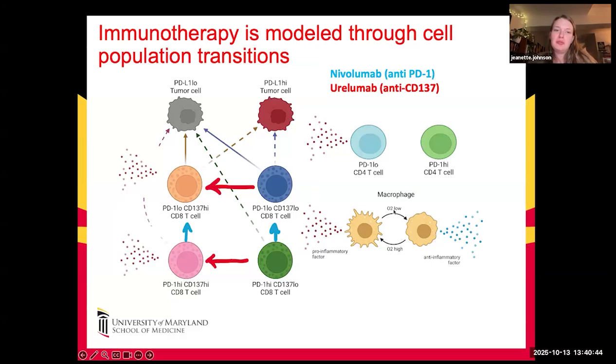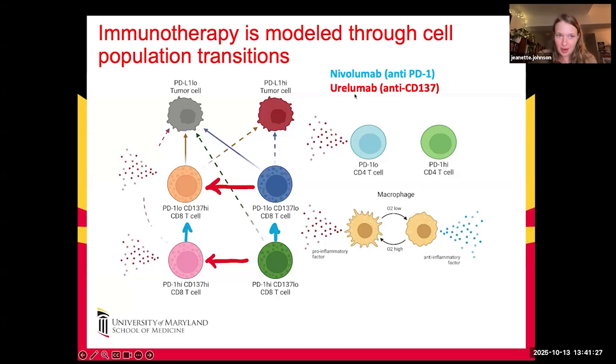So in my model, nivolumab treatment is a reassignment of all of the PD-1 high cells to their PD-1 low counterparts. So all of the PD-1 high, CD137 high, CD8 T cells, for instance, now become PD-1 low, CD137 high, because their PD-1, even if it's there, is now blocked. So I consider them PD-1 low. What this means is that that T cell now can kill PD-L1 high tumor cells in addition to PD-L1 low, because the blocking mechanism is not there.